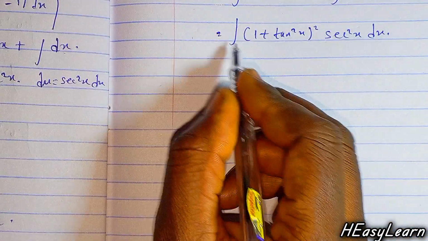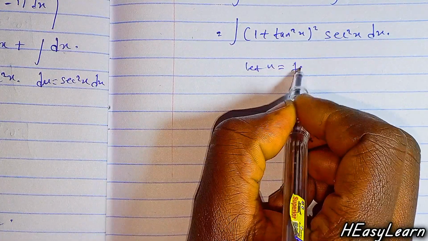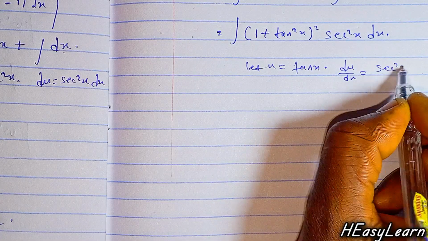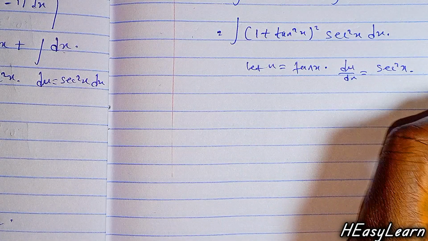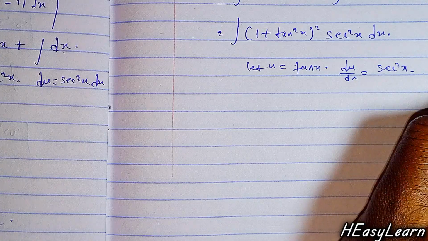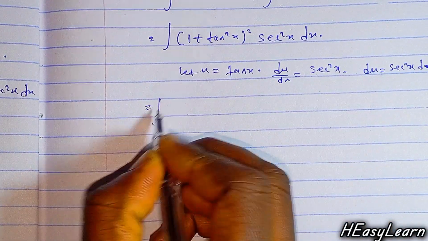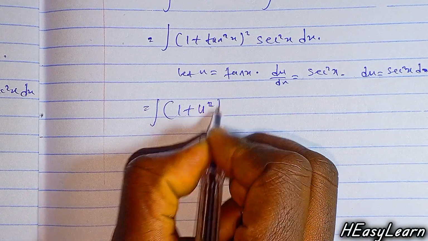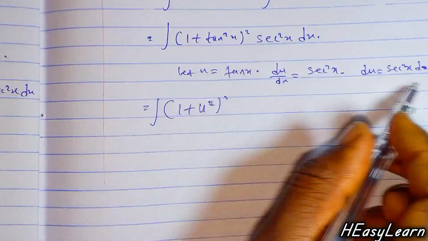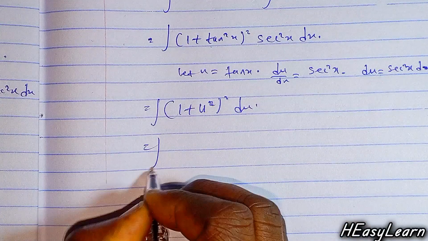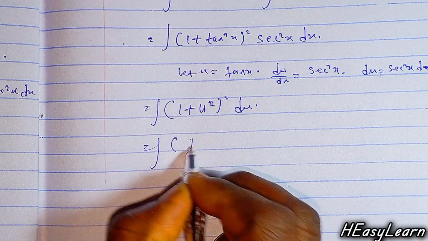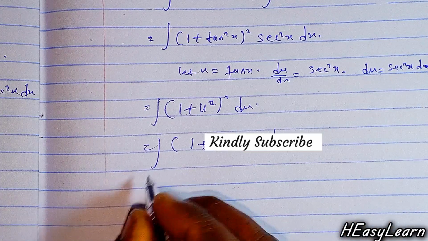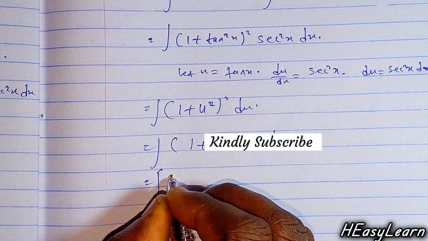From here, let u equal tan x, then du over dx will be equal to sec square x, and du will be equal to sec square x dx. So 1 plus tan square x is just 1 plus u square, then we square it, and sec square x dx is now du. What is this integration? Open the bracket. It's going to be 1 plus u square all squared du. Then apply integration to each term.